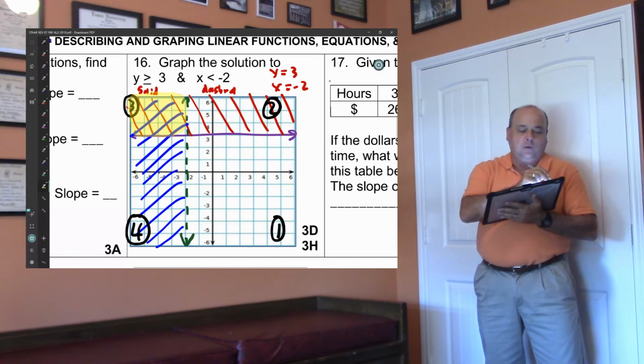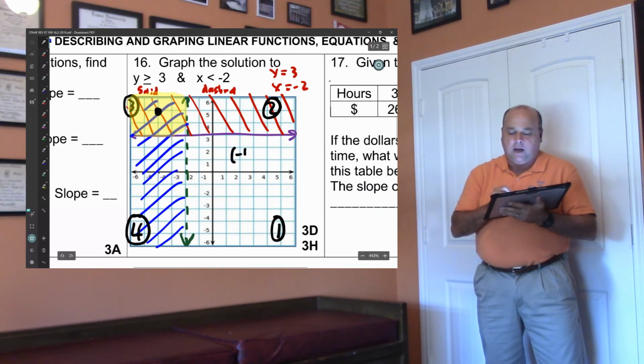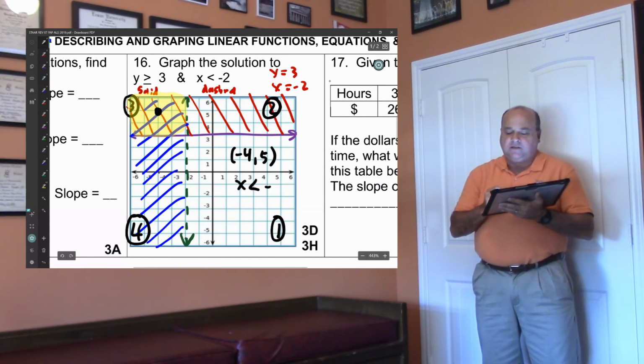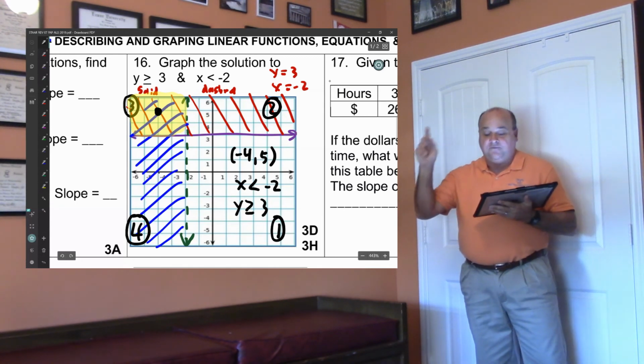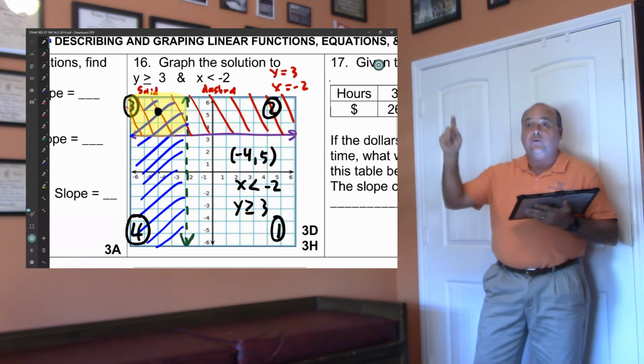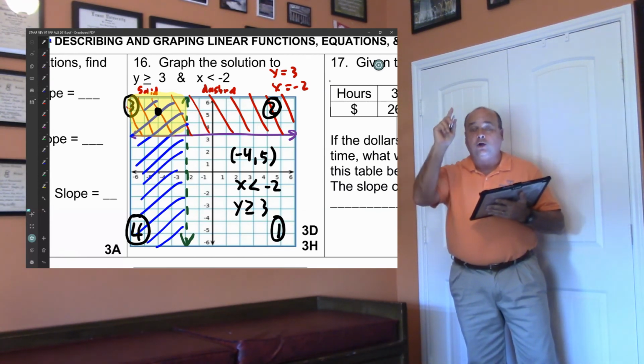Now then, I'm going to show you what happens here. What would this ordered pair be? That ordered pair would be -4, 5, right? Now then, this is going to make both of these inequalities true. Is -4 less than -2? Yes, it is. Is 5 greater than or equal to 3? Yes, it is. Those 2 points are true.